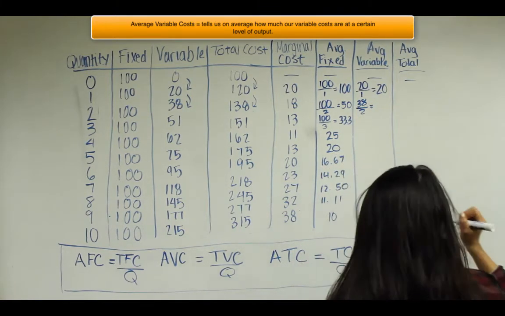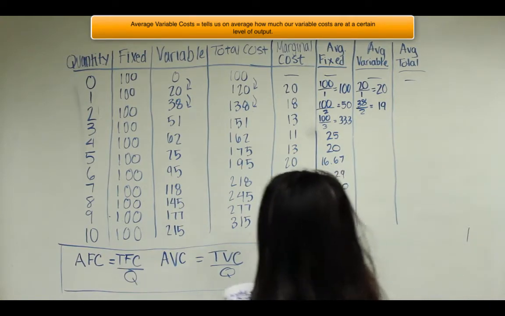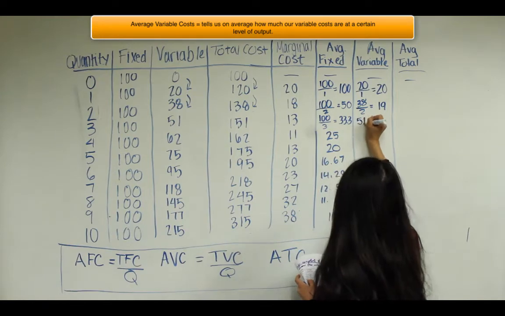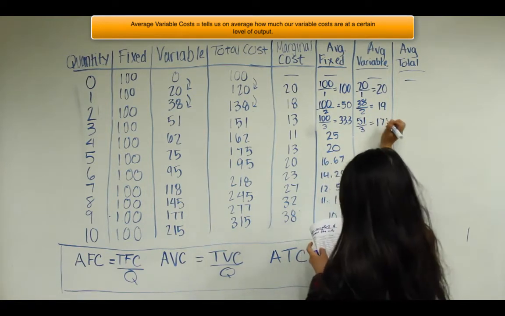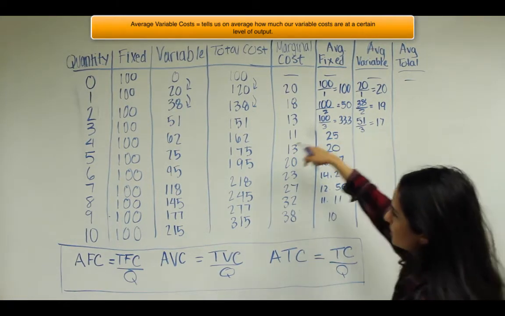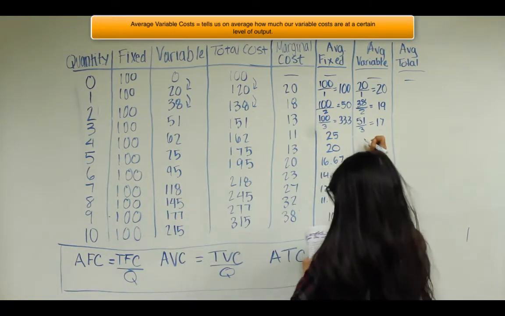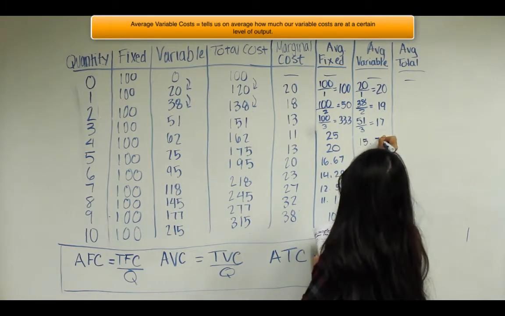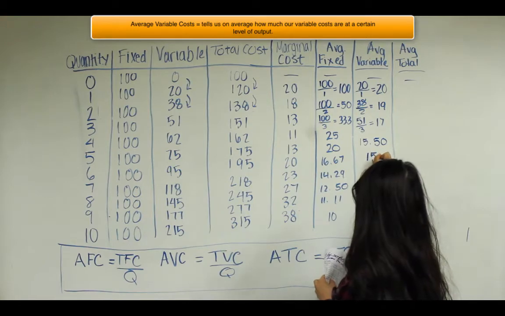And you get 19. Then you take 51 and divide it by 3, and you get 17. And then you just keep doing that. For 4, you take 62 divided by 4, which is 15.50. Then you take 75 divided by 5, which is 15.